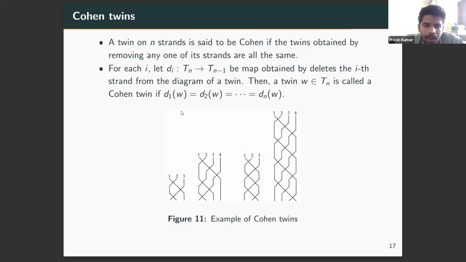So for example, I have 4 examples of Cohen twins. If I consider the second figure and remove the 4th strand, what I obtain is the first figure. Even if I remove any of the strands, what I will obtain is the first figure. So all these 4 are examples of Cohen twins.